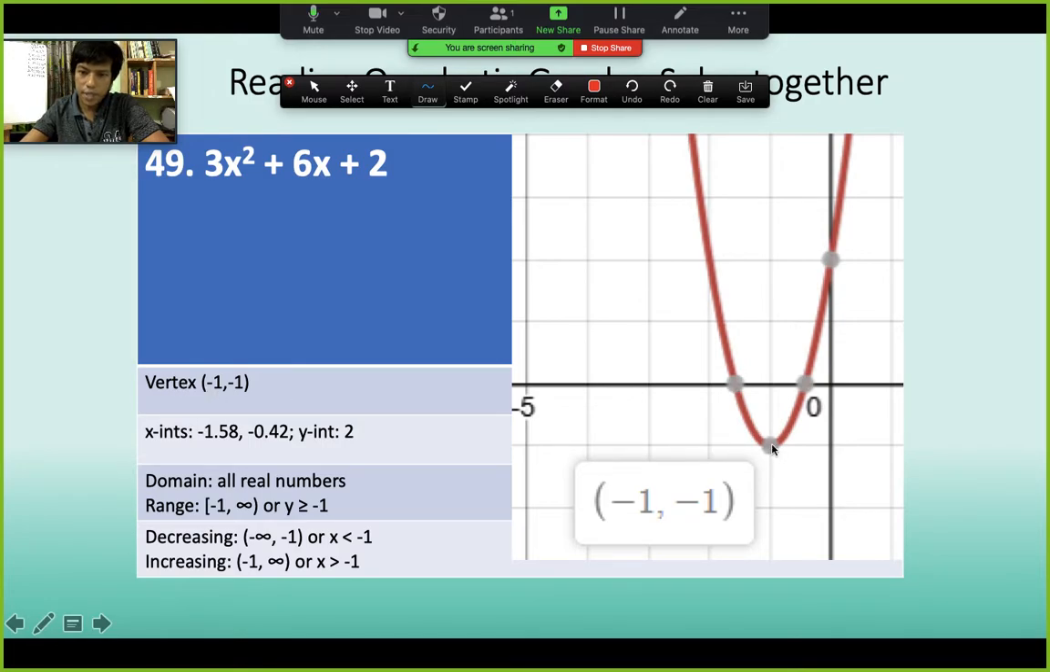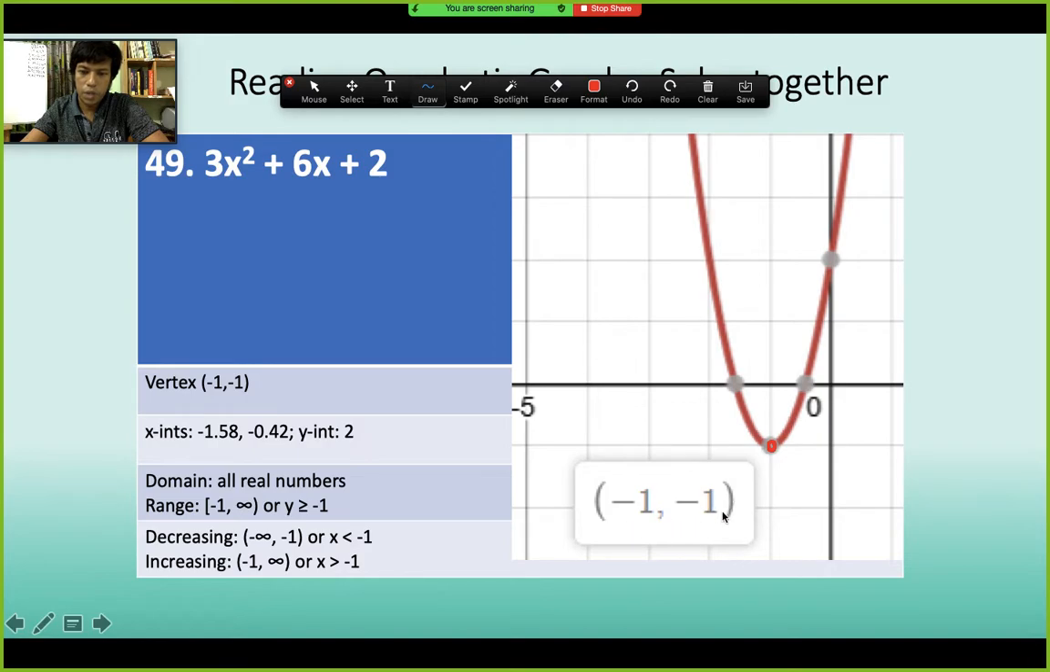Vertex, you can see that the vertex is here. The vertex value is -1, 1. Why is it the vertex? Because this is the lowest point. So the vertex is either the highest point of a quadratic or the lowest point of a quadratic. That is the vertex.